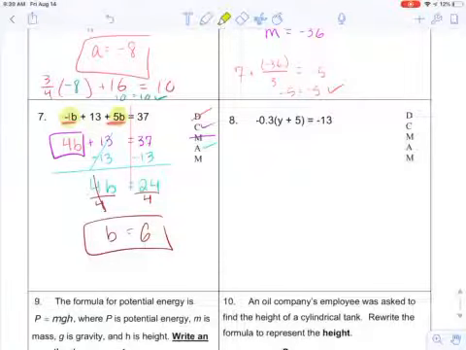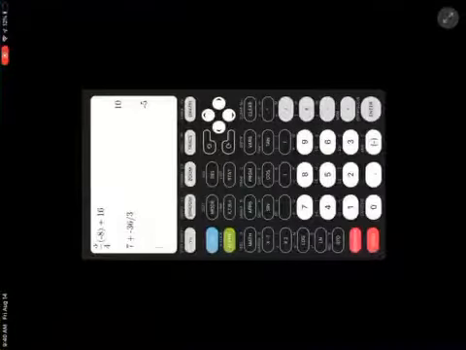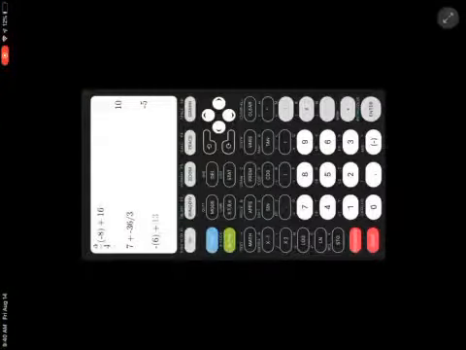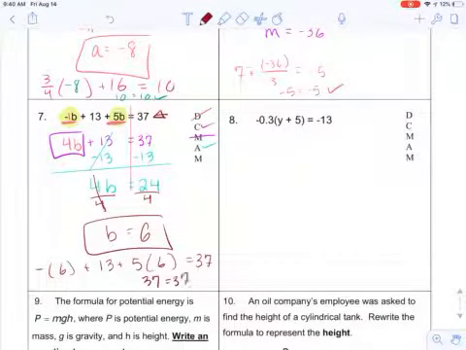To check my answer, I'm going to go back to the very beginning, and anywhere I see b, I am going to put 6 in parentheses. So negative 6 plus 13 plus 5 times 6, and I'm just typing in my calculator exactly how I have it written on my paper. I get positive 37. So 37 equals 37. This is a true statement. We did this problem correctly.